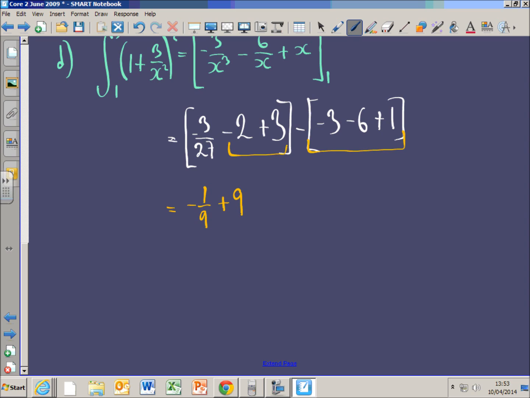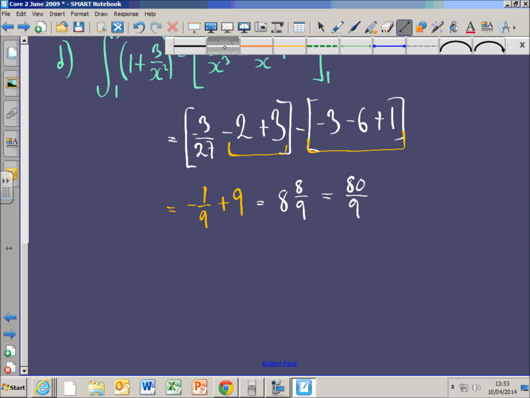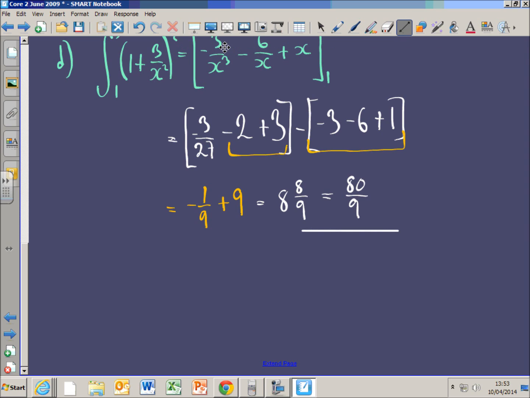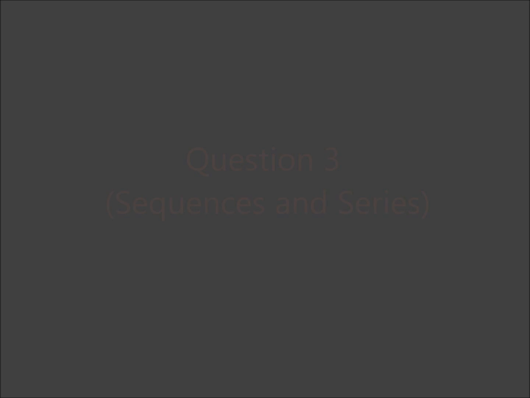Which is going to be what? And it wants the exact form, doesn't it? This is the same as 8 and 8 ninths, isn't it? So how could I write that as one fraction? Say again? 80 over 9. Okay. Brilliant. Any questions on that one? I think that's okay, isn't it?